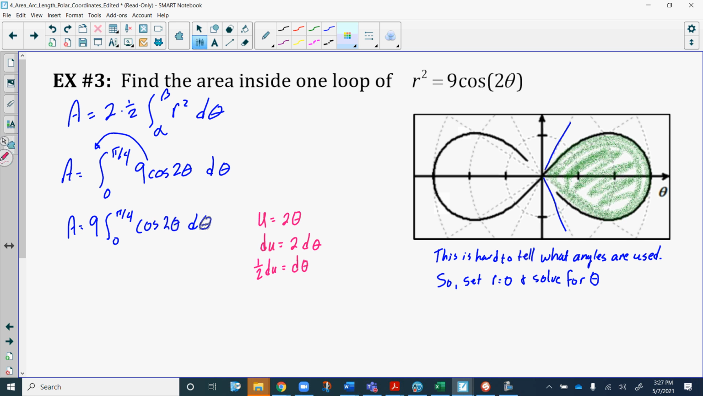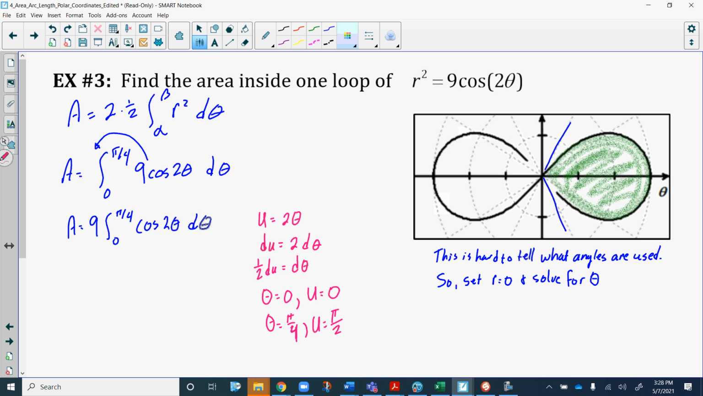Now, what are my new values here? When theta is equal to 0, 2 times 0 says that u is just going to be 0. And when theta is equal to pi over 4, 2 times pi over 4 is just going to be pi over 2. So u is equal to pi over 2. So my upper and lower bounds aren't getting switched at all.